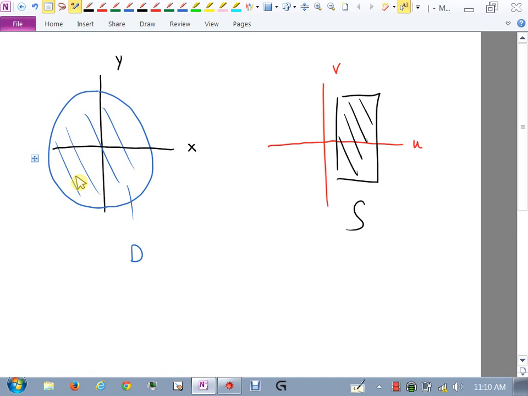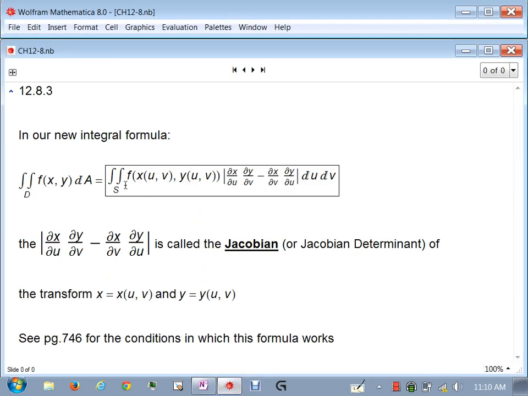So in the first example, we're going to have a region that we don't like. We're going to turn it into a region we do like. In the second example I do today, we're going to have a region that's okay, but the integral is terrible. So we do a conversion to make the integral better. Make sense? Okay. I will be referring back to this formula over and over, so just make sure you've got that with you, especially this Jacobian determinant where we have the partials. And let's get going.